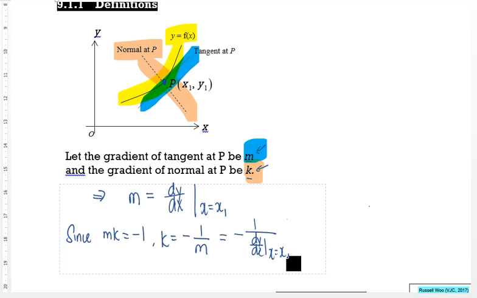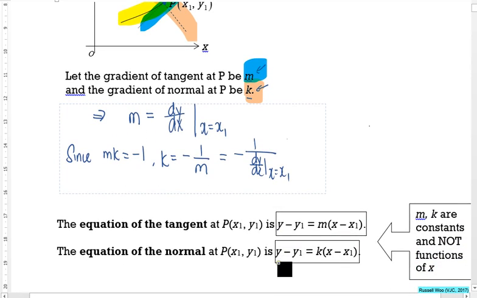Alright? So if I know the function f, I can easily find the gradient of the tangent and the gradient of the normal. These are just numbers. I'm not sure whether you are familiar with this form: y minus y1 equals m(x minus x1). Familiar or not familiar?